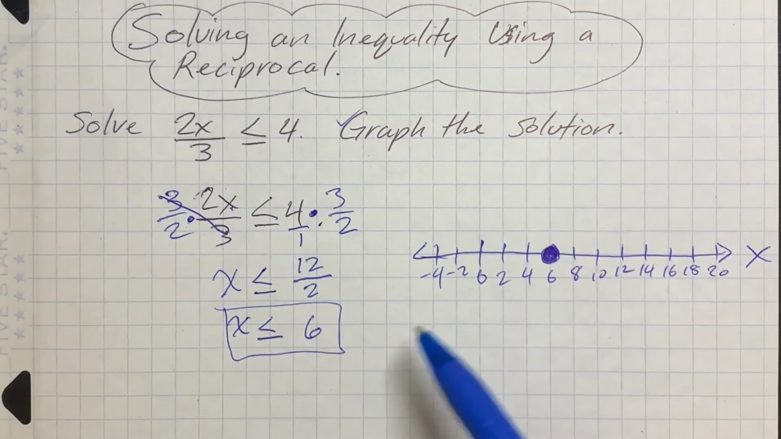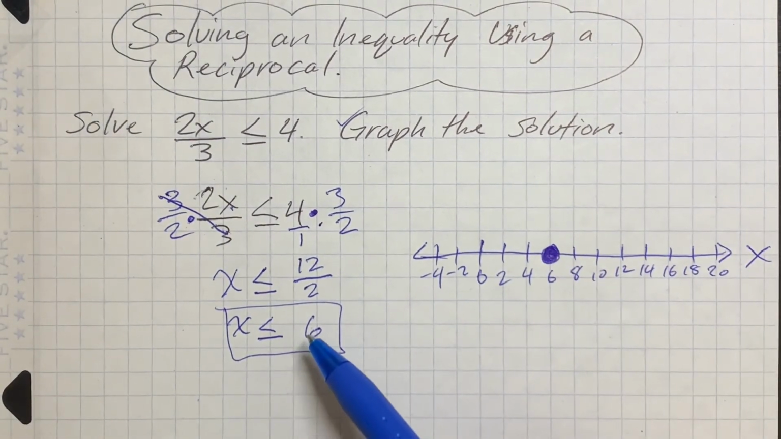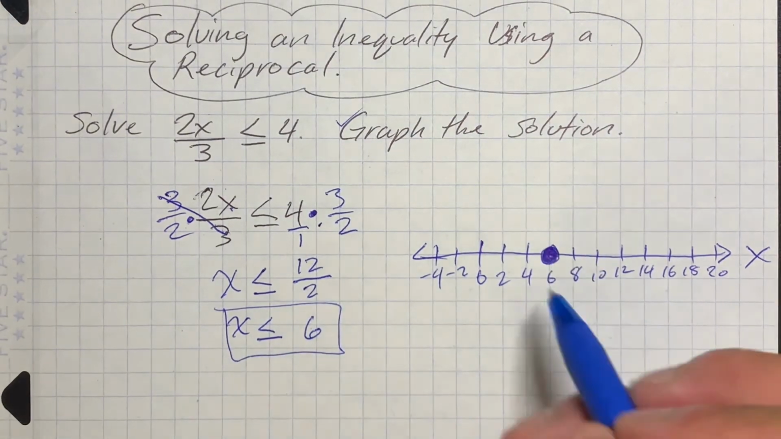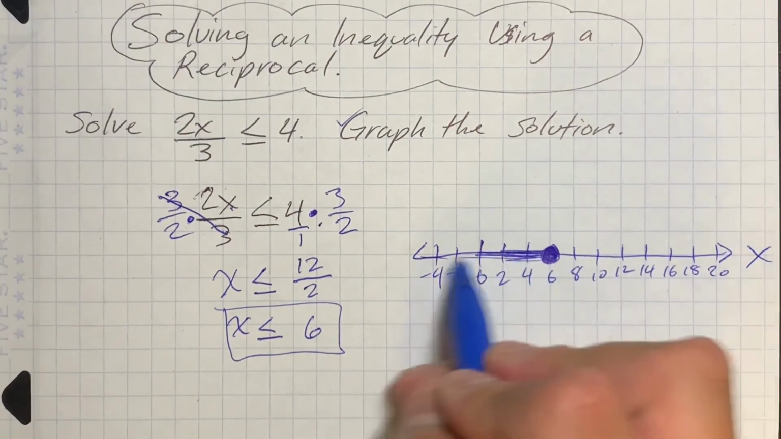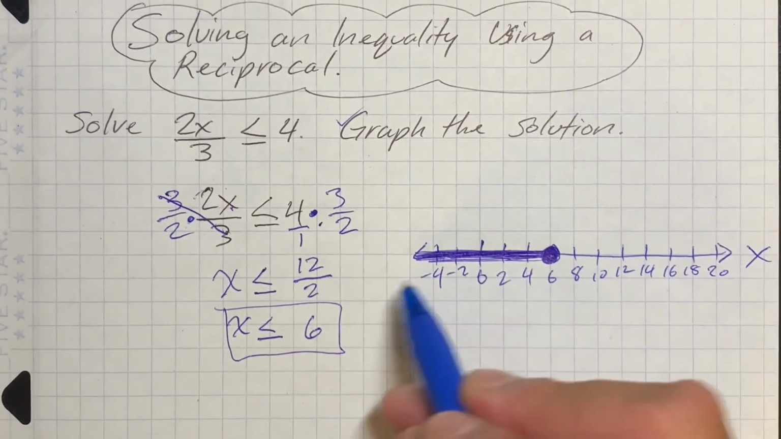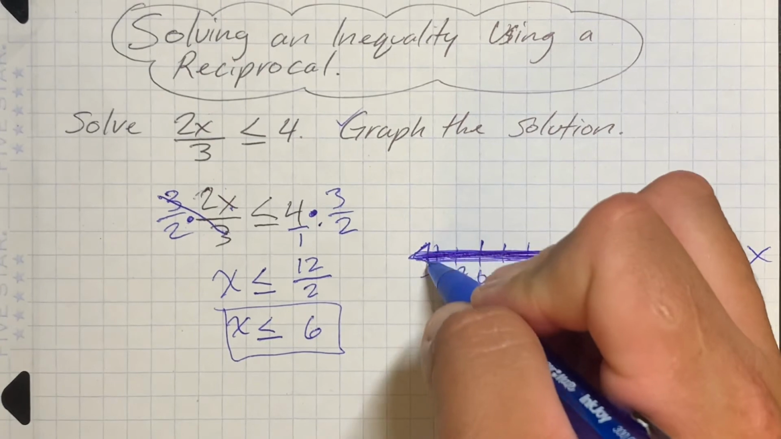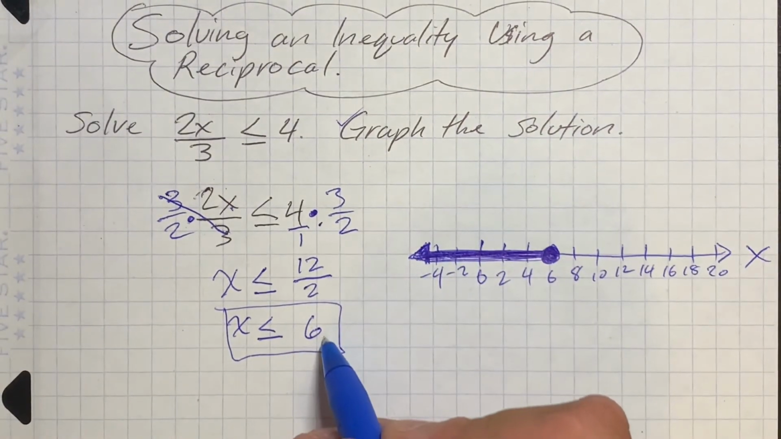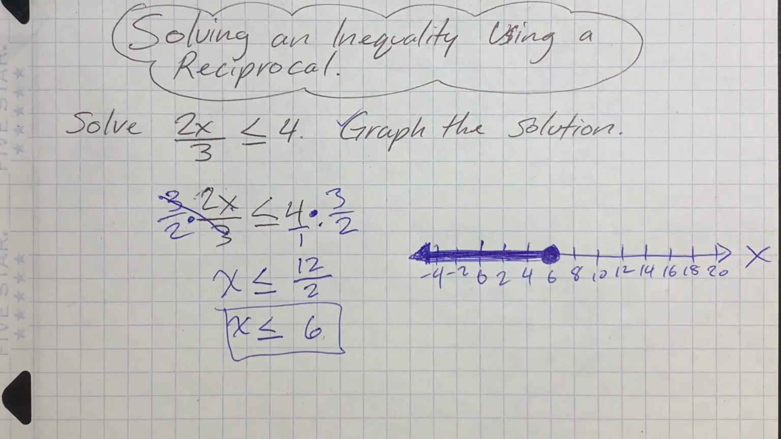And then we got to look at it. All the numbers that are less than 6 or even equal to 6, we're going to shade. So it goes to the left because all the integers to the left of positive 6 are less than 6, including 6 itself because it's equal to 6. And there you go, my friends. Using reciprocation and the multiplication property of inequality, we have simplified and graphed that inequality.